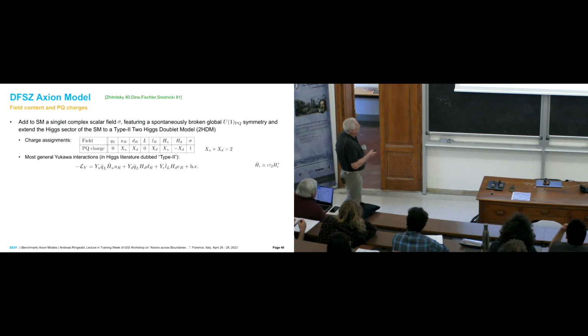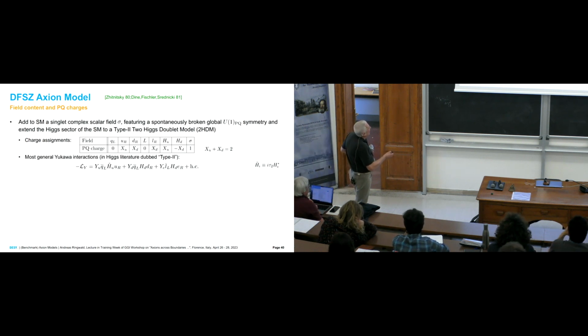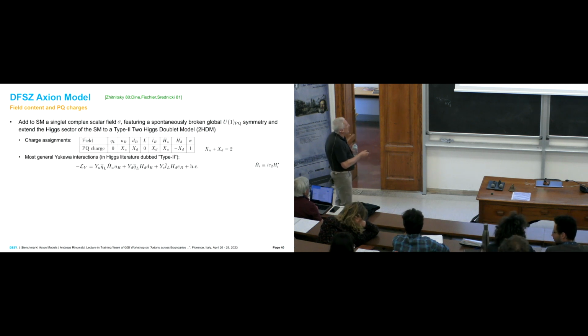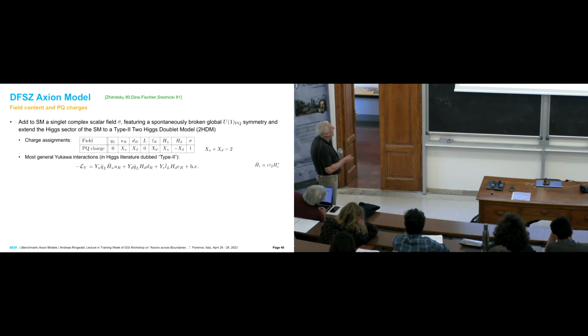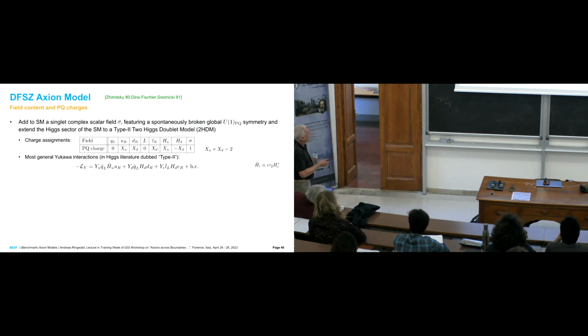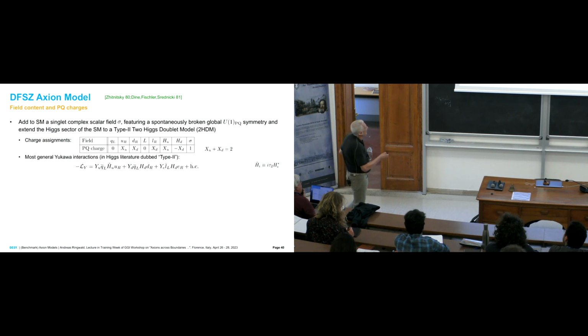Just to see, of course, you can now easily check that these are all the allowed terms, and why they are allowed. Here the H_U twiddle is this kind of combination. So it has minus X_U, and the u_R has plus X_U. So this cancels, and here the same goes on.